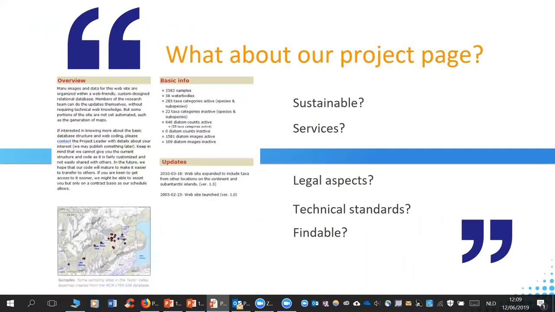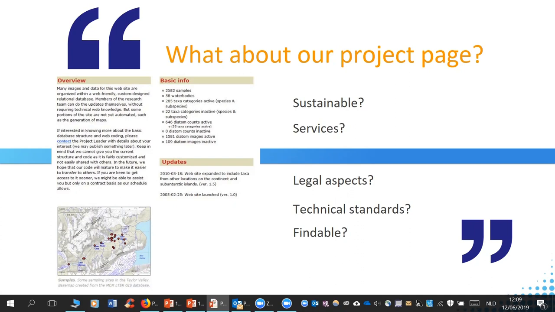What about our project page? Isn't that the ideal place to store my data? Well, it's really hard to do all the things that the repository can do for you yourself. So is it a sustainable way? Who will update the project page? What after the project? Are all legal aspects covered? Can you put a license on your data on your project website? Is it findable? So those are all things that project websites are not always the best place for.